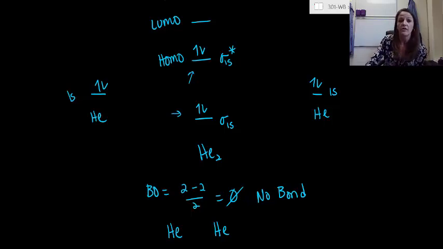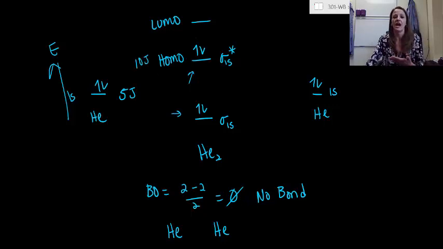Because look at this. If we remind ourselves that this is an energy scale, what we're saying is, let's just make up numbers, this is at 5 joules, whereas this is at 10 joules of energy. So it's significantly higher. They'd have to fight and have electrons at a much higher energy than if they were just sitting there by themselves, without being a molecule. So there's 0 driving force for these 2 things to come together. That's what a bond order of 0 means.